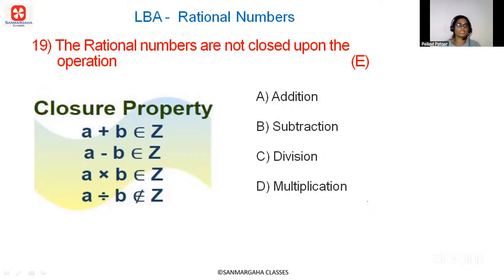closure property. So here, operations on any two numbers in the set always result in a number that is also in that same set. Okay. So here, for the set of rational numbers, here addition. So first operation, addition.